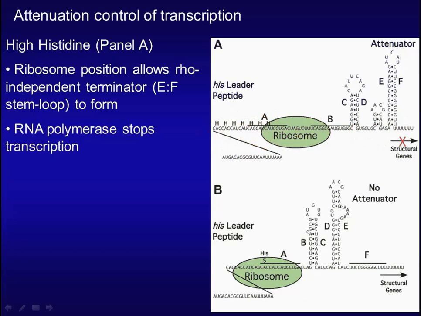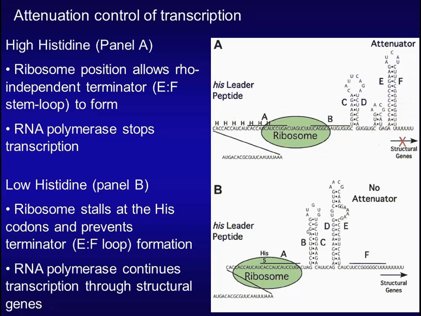When histidine levels are high in the medium, the ribosome proceeds through the leader sequence to the stop codon. This results in formation of the EF stem loop. It is the attenuator, which serves as a termination signal to terminate transcription of structural genes following the stem loop. When histidine levels are low, the ribosome moves through the histidine codons more slowly. A stalled ribosome allows for the formation of an alternative RNA secondary structure that prevents formation of the EF stem loop. Therefore, RNA polymerase can continue transcription into the histidine operon structural genes.